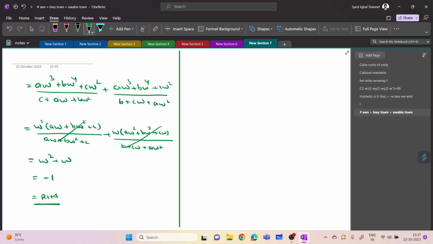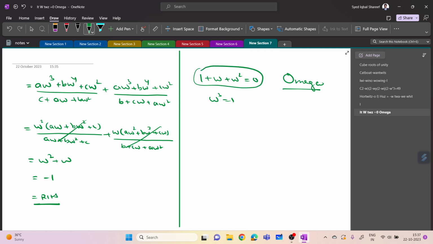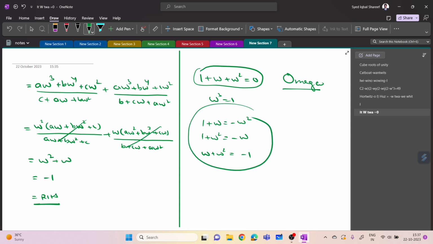So we have done all the problems, around 10, 11 problems concerning omega. Only two concepts: 1 plus omega plus omega square equal to 0 and omega cube equal to 1. From this we get 1 plus omega is minus omega square, 1 plus omega square equal to minus omega, omega plus omega square equal to minus 1. These are the things. So it is very easy and you can see and learn the method.